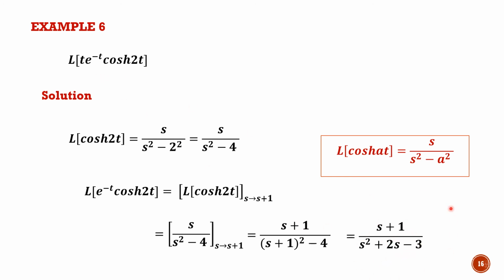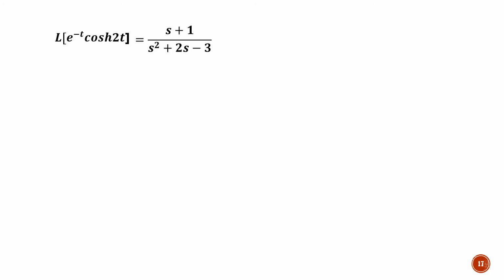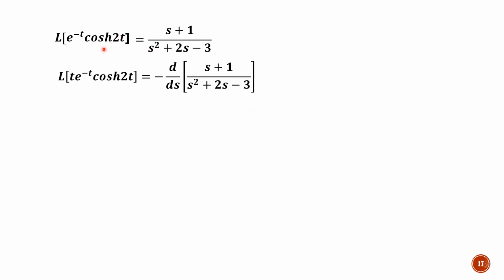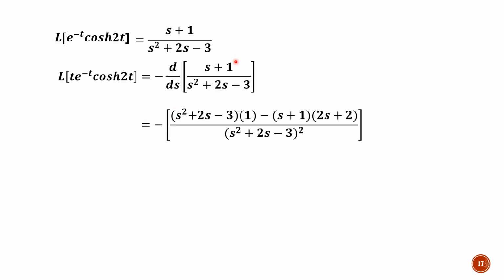Now whatever answer you have got, we have to differentiate that with respect to s once because we have L of t. So this function has to be differentiated once with respect to s. So this was L of e raised to minus t cos h 2t. Now I can apply the u by v method again here. So it is v du minus u dv upon v square. Remember, s is the variable. We are differentiating with respect to s. So v into du minus u into dv upon v square.